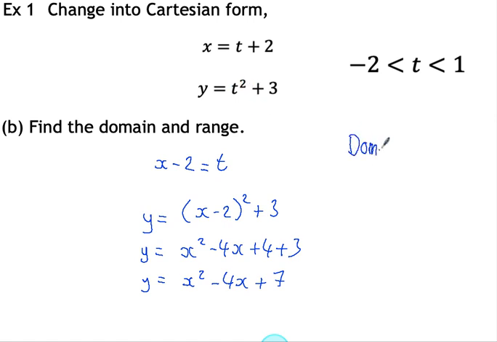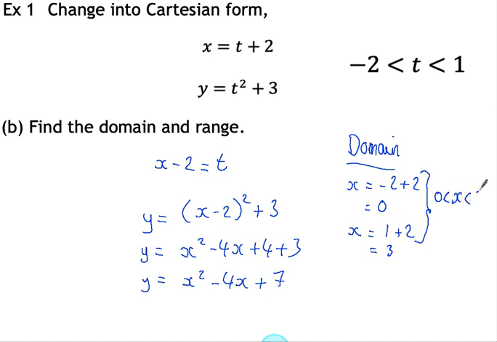Let's have a look at the domain to begin with. This is lovely and linear. So let's have a look at what happens at the extremities of our restrictions. That's going to be -2 add 2. So that was our value of t. So that is 0. And then let's have a look at the other side. So 1 add 2, and that is 3. So that tells us that the domain of this Cartesian function is that x must be between 0 and 3.